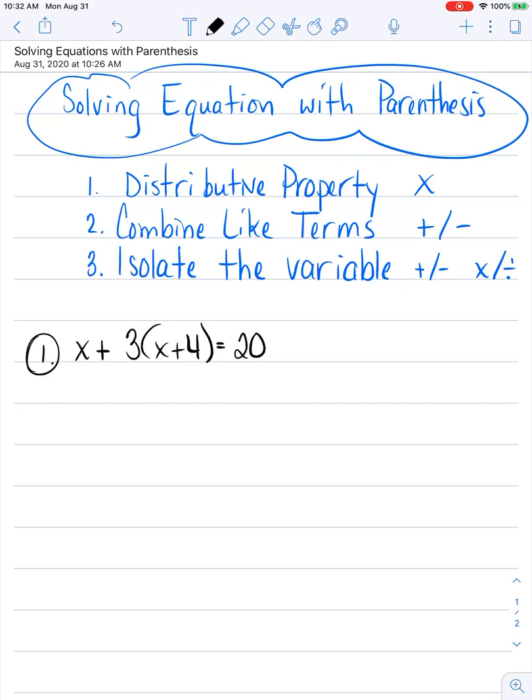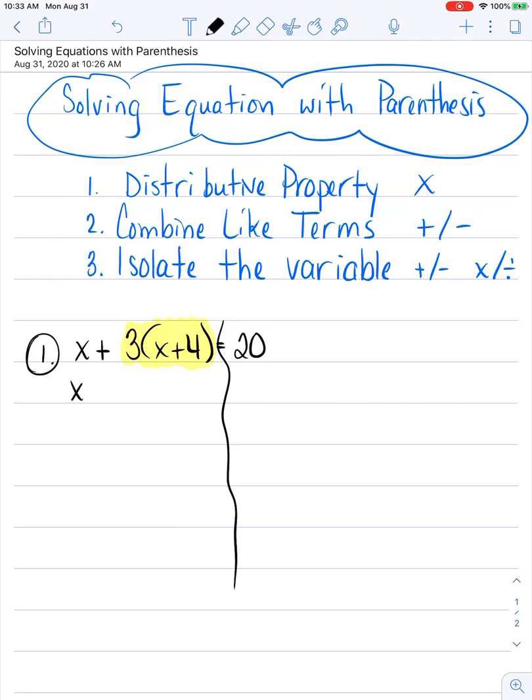So let's practice these steps. So number 1, x plus 3 times x plus 4 equals 20. I want you to listen to how I talk through these steps every time. First, do we see the distributive property? You know you have the distributive property when you see this right here. It's the parentheses that's a dead giveaway.